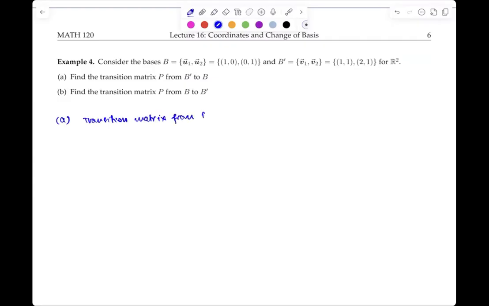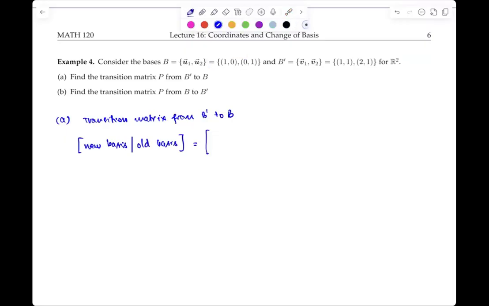from B prime to B. So from B prime to B, B prime is going to be the old basis in this context, and B is the new basis in this context. So the new basis starts here, and then you have the old basis. Okay, so the new basis is going to be this. From B prime to B, the new basis is here.